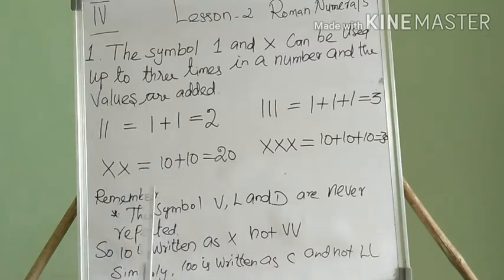Okay, so they have given some examples. 10 is written as X. We can write 10 as X, but we do not write VV, because V means 5, so 5 plus 5 is 10. But we cannot write it like this, because I told you the Roman numerals V, L, D are never repeated. Similarly, 100 is written as C. I told you before: 1, 5, 10, 50, 100, 500, 1000.